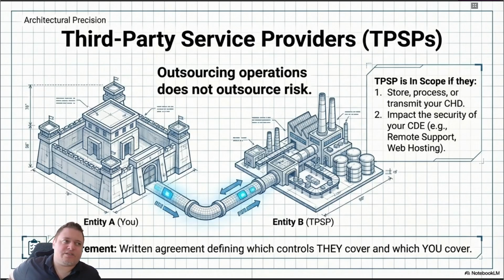Third-party service providers. Now, outsourcing operations does not automatically mean that you're outsourcing the risk. A lot of companies love to outsource the risk. They'll even pay a little bit more money to outsource the risk so they don't have to take it. Now, a TPSP, which is a third-party service provider, is in scope if, one, they store, process, or transmit your cardholder data, or two, they impact the security of the CDE, for example, remote support, web hosting.